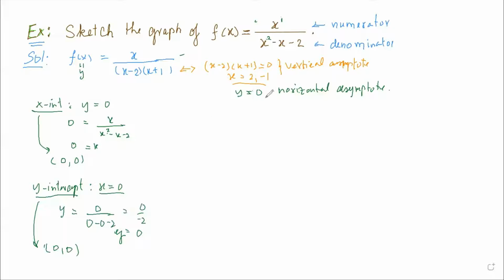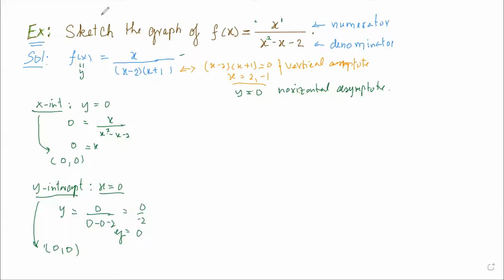How about the slant? No, because we don't have a slant or oblique asymptote, because the power on top is 1 and the power on the bottom is 2. So this is lower. If the top degree is higher, then we can have a slant asymptote. But right now we don't have it.